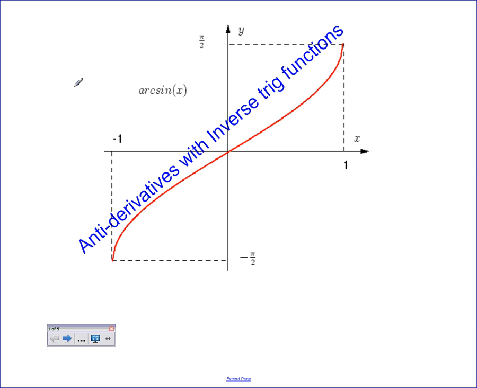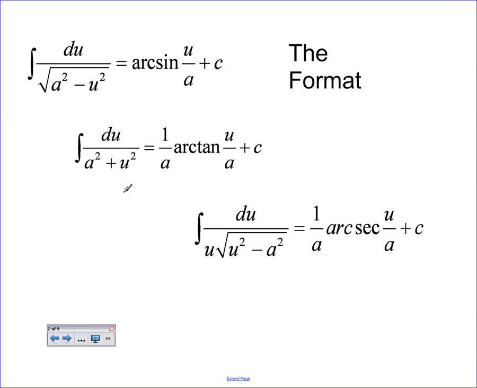So, topic: antiderivatives with the inverse trig functions. So let's have at it. The green light's on, so I know I'm recording.